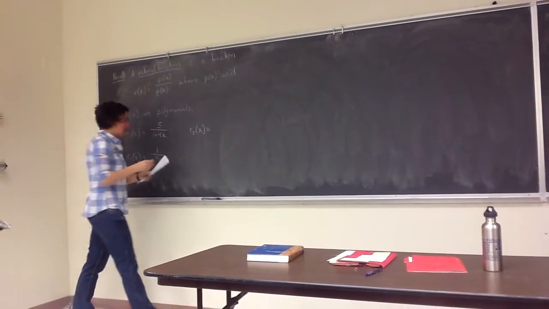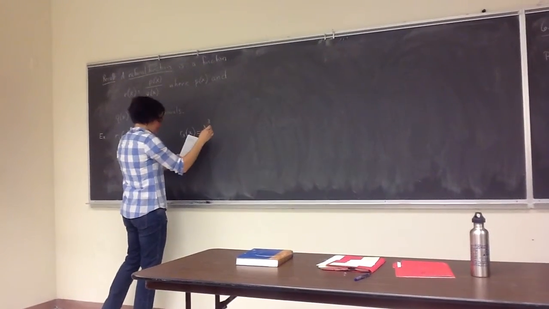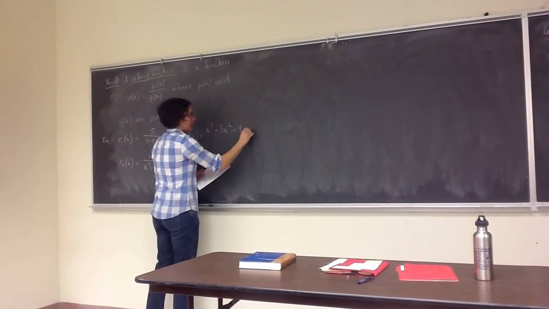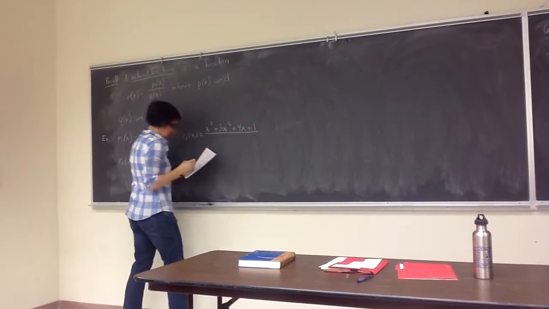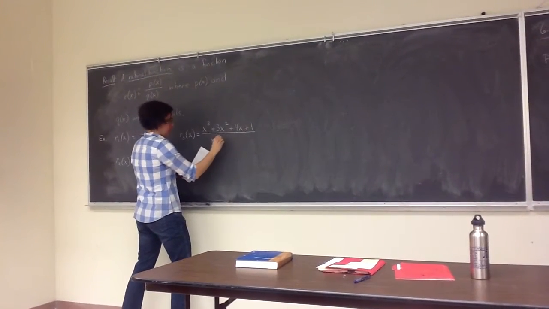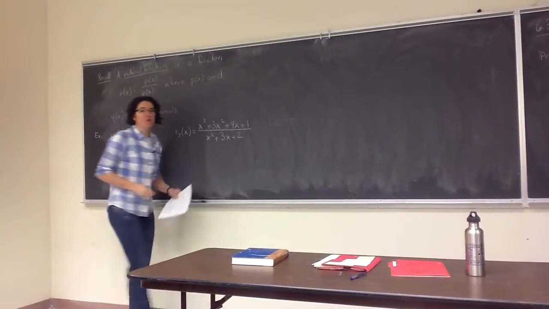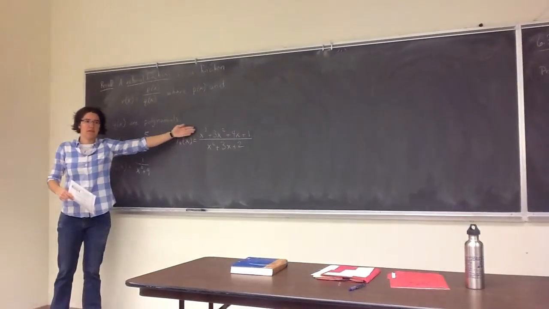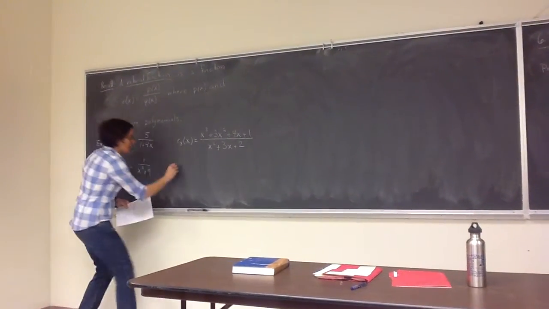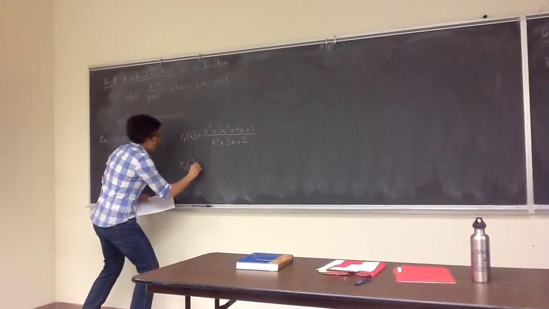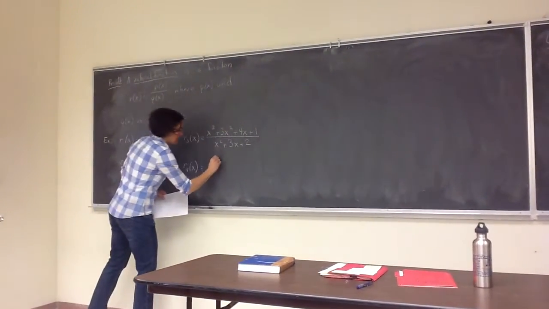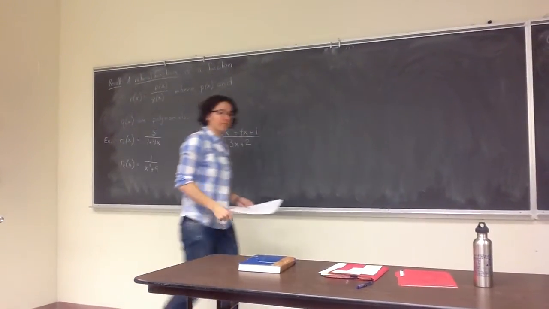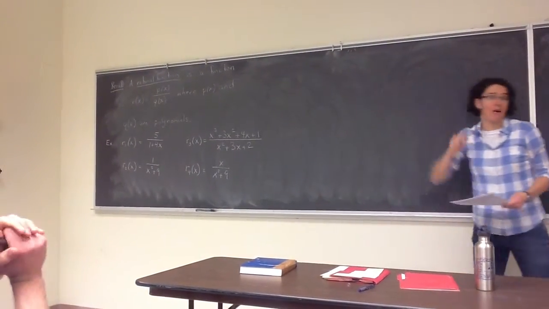My third one is a little more complicated: x cubed plus 3x squared plus 4x plus 1 divided by x squared plus 3x plus 2. Okay. Another slightly more complicated example of a rational function. It's still polynomial divided by polynomial. And our fourth example, r4 of x, is x over x squared plus 9. So here are 4 examples of rational functions.